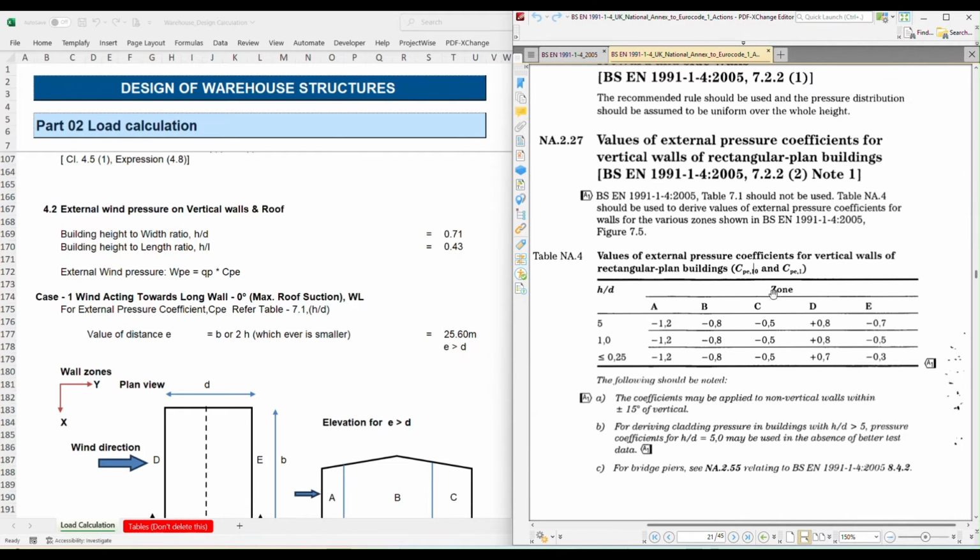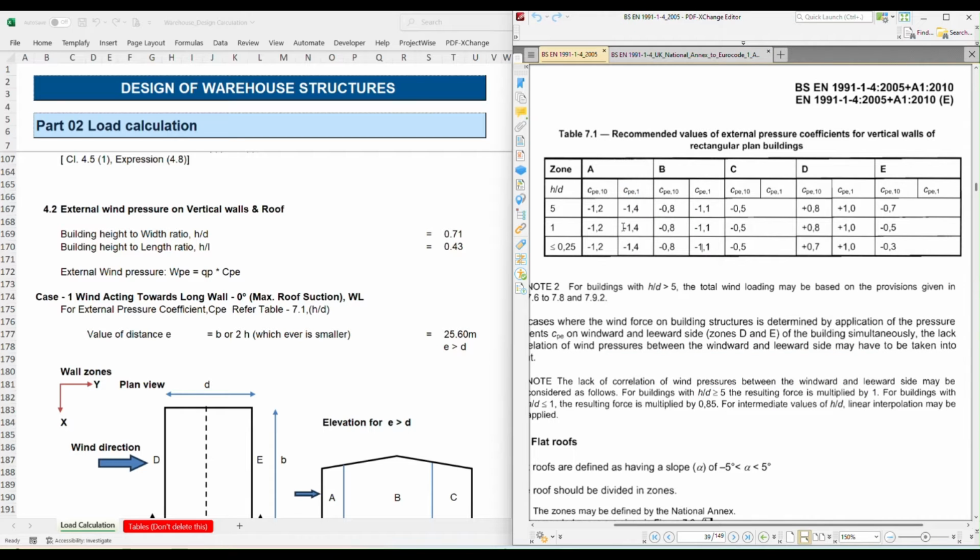So CPE, we already know, is an external pressure coefficient. But here in the national annex, CPE10 and CPE1 are provided with the same value, whereas in the general European code it is classified into two types: 1.2 for CPE10 and 1.4 for CPE1. Why is there this difference?